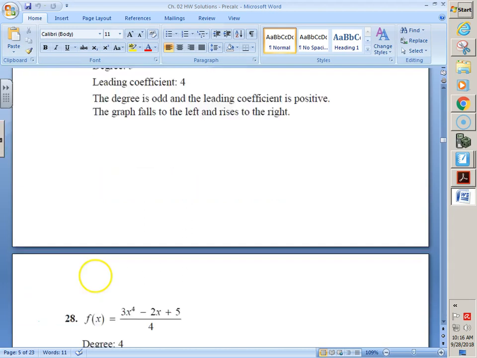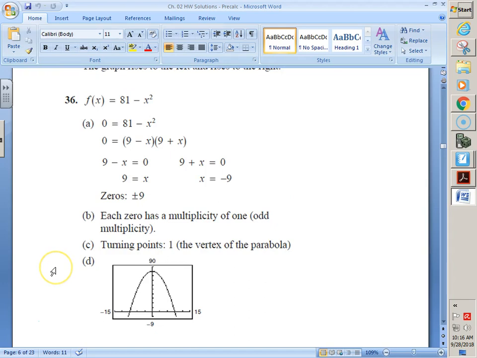Okay. Number 36, plus or minus 9. Which, if you had, for letter A, for the zeros, if you had subtracted the 81 divided by a negative, you should have plus or minus square rooted. But you could have also, I would have said, factor, factor, factor, and you would have found both of them.